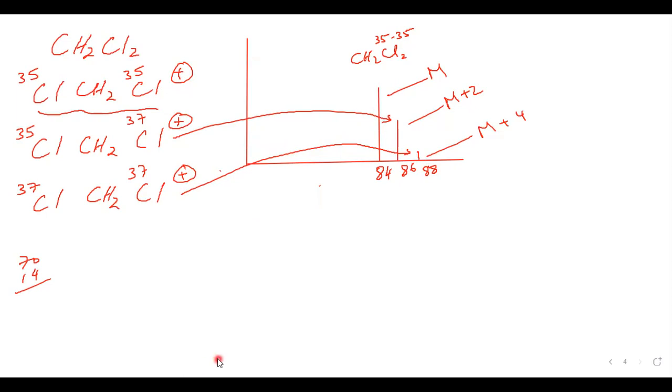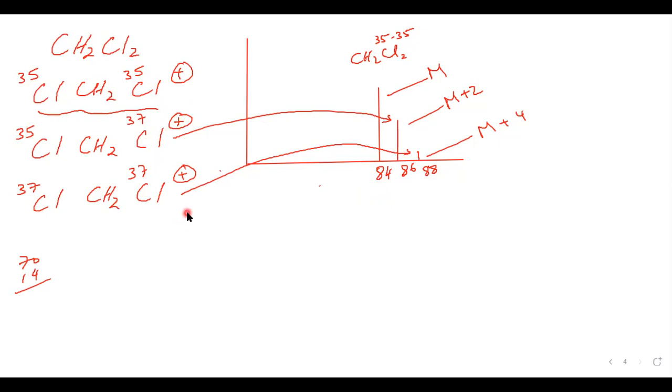Miss, the first peak, the M, does it mean that this molecule originally has a molar mass of 84? Yes. All these are molar masses. I'm adding these atomic masses together: 35 plus 12 plus 2 plus 35. We get 84. All these are molecular masses of different species. This is different because of ions, since we usually use 35.5 for Cl.